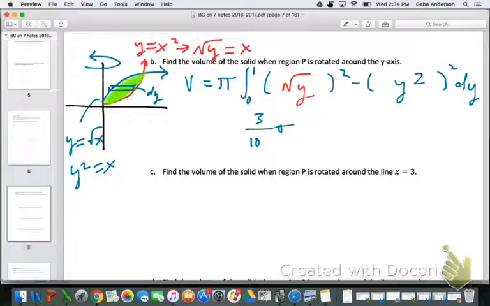So C says, find the volume of the solid when region P is rotated around the line x equals 3. So this is quite different. It's no longer the x-axis or the y-axis. So I'm going to redraw that region, and we will talk about what that means to rotate around the line x equals 3. Let's try to create this one as well. What kind of a line is x equals 3? It is vertical, yep.